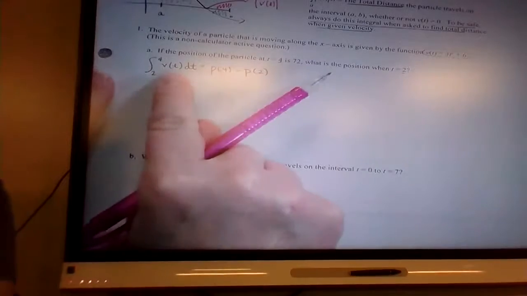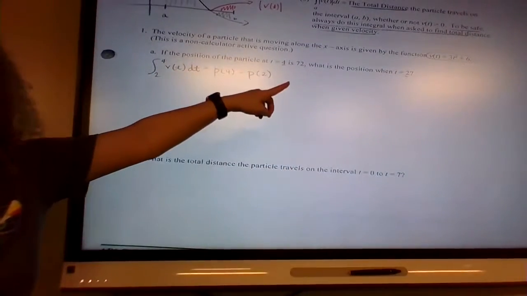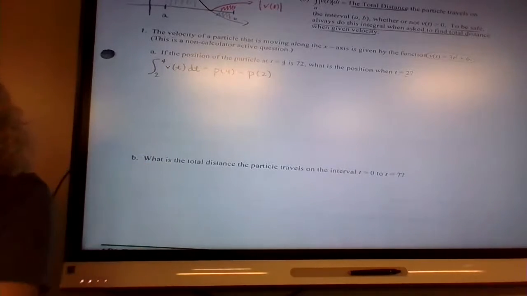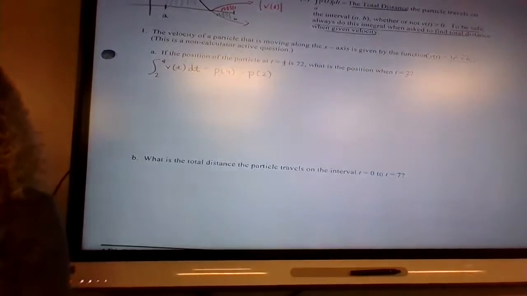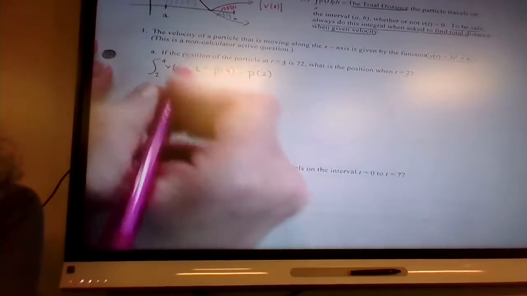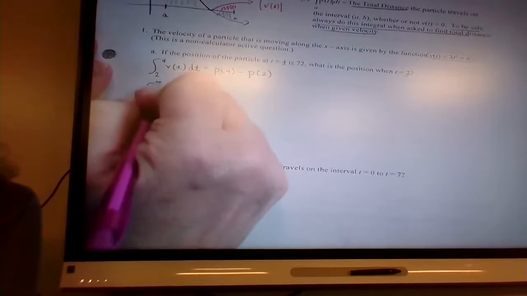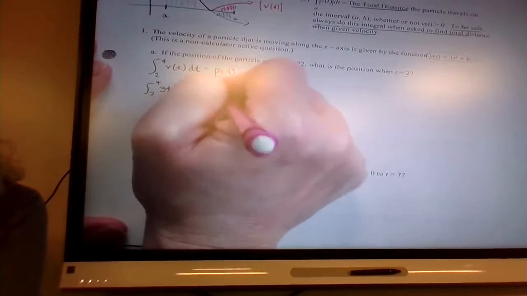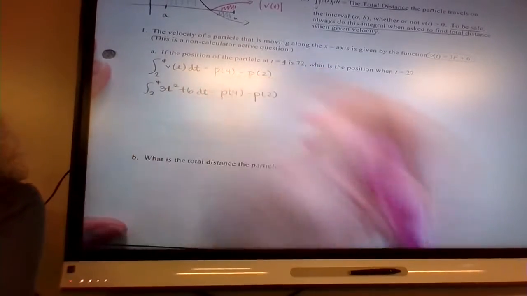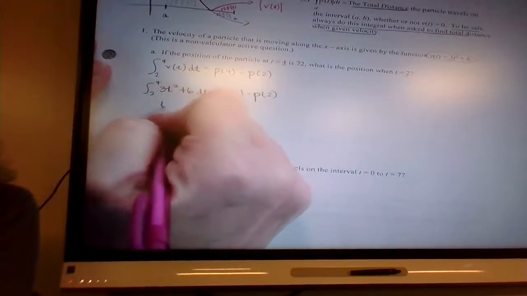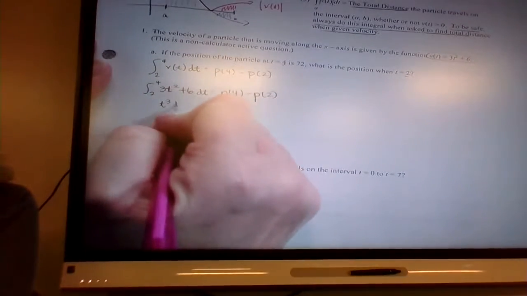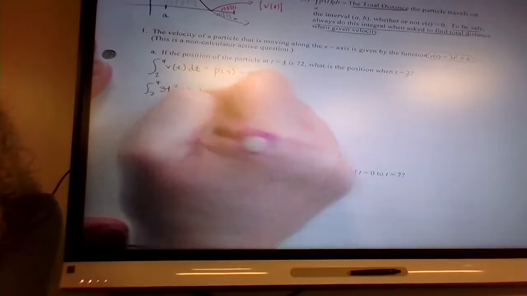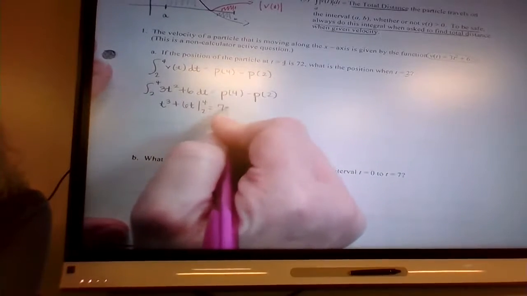So on this side, we have an equation right here. See, I circled it. v(t) equals 3t squared plus 6. So on this side, we're going to take that definite integral from 2 to 4 of 3t squared plus 6 dt, which equals p(4) minus p(2). That's t cubed plus 6t from 2 to 4, which is equal to 72 minus p(2).